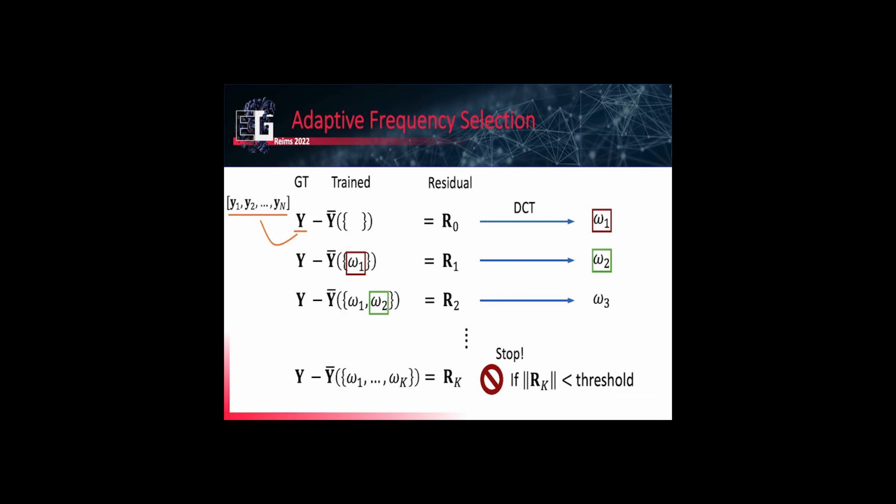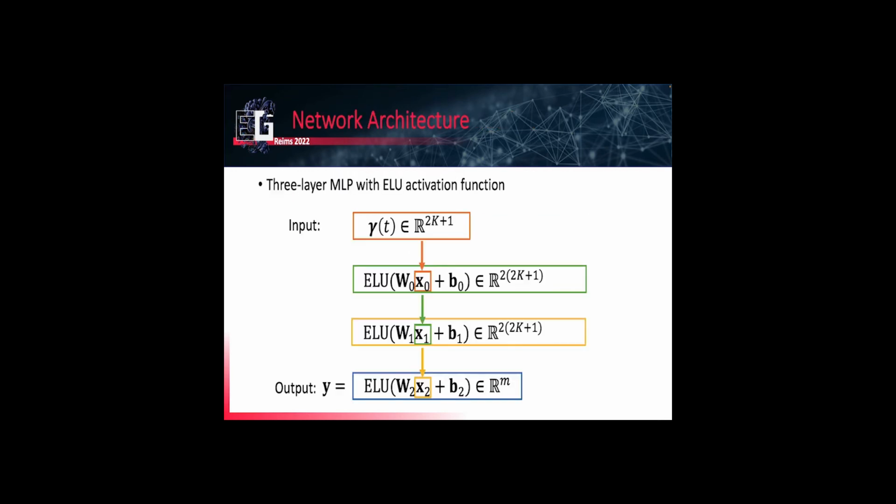Next, I will explain the network architecture. Here is the architecture of our MLP. We use a small MLP with 3 layers and ELU, or exponential rectified linear unit, as the activation. The ELU is known to be an effective activation function for predicting character motions. For more details about the architecture, loss, and training procedure, please take a look at our paper.